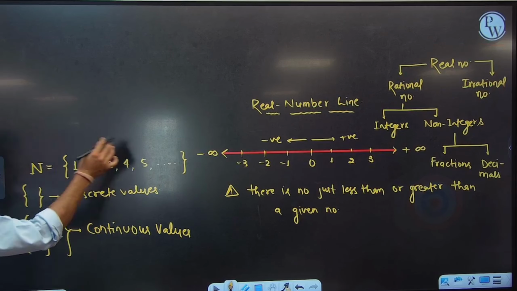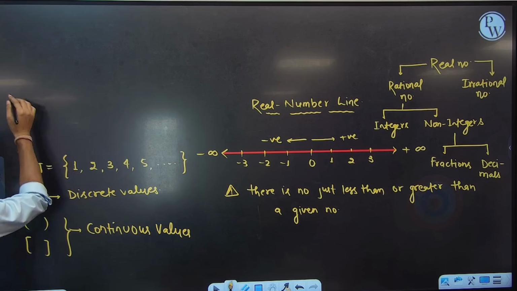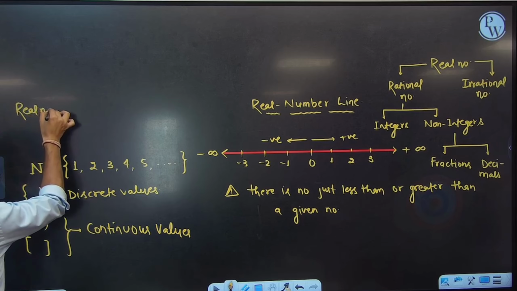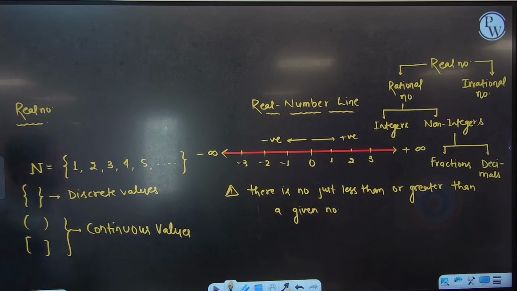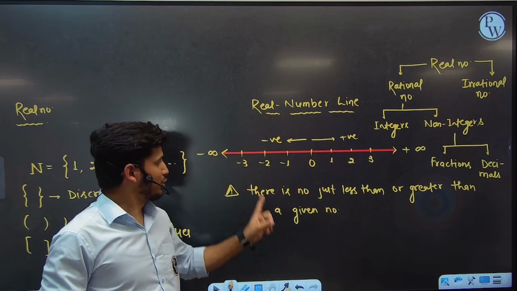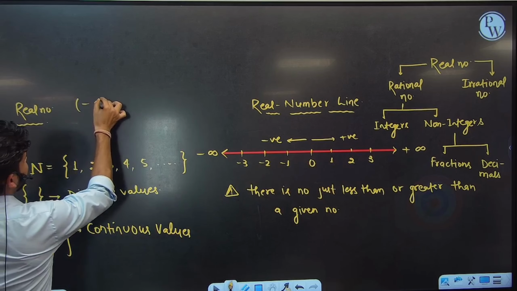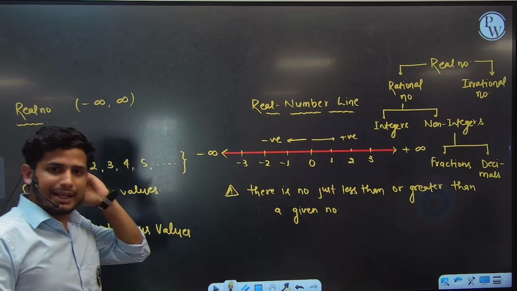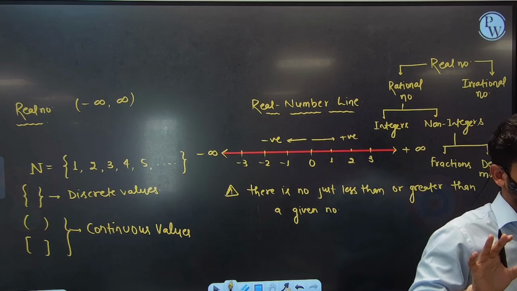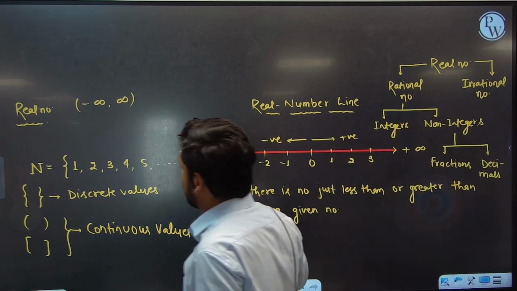Now we want to write the real numbers in bracket form. Tell me, this is a real number line. So minus infinity to plus infinity, continuous values. Minus infinity to plus infinity, and infinity always takes a small bracket.